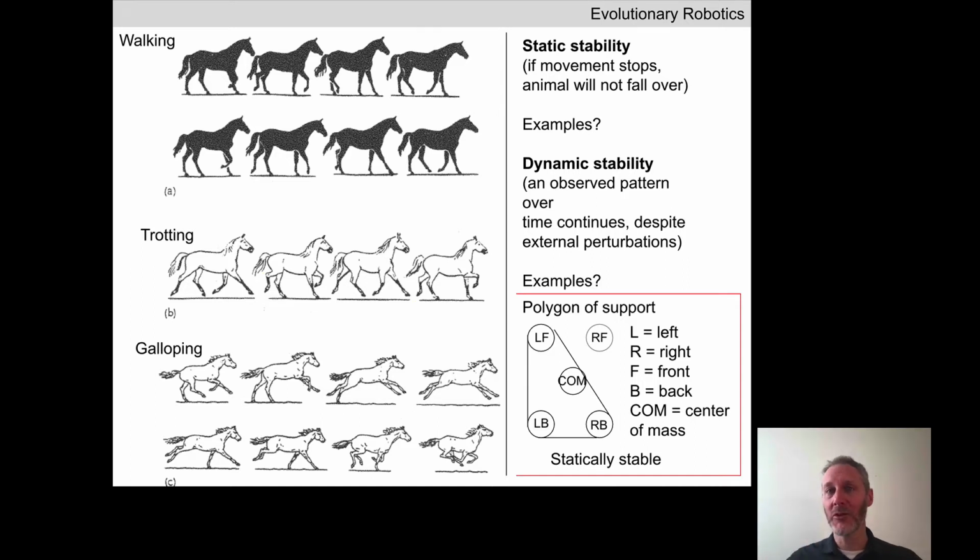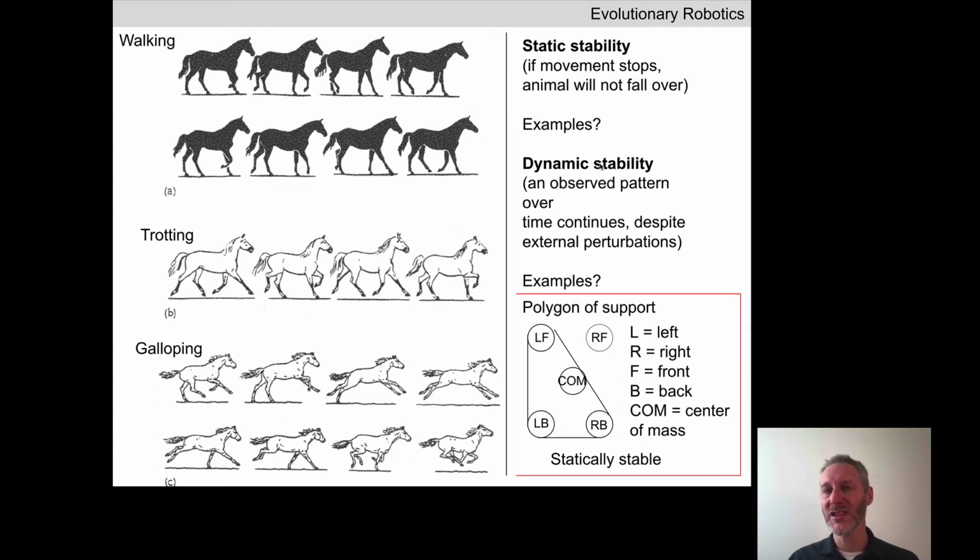Again, in the comfort of your own home, you can practice this later today as you're walking around. At random points in time, stop moving and see whether you maintain your balance or whether you start to fall over. You should be able to sense in those moments whether your center of mass was over your polygon of support or not. Okay, a little more tricky one is dynamic stability.